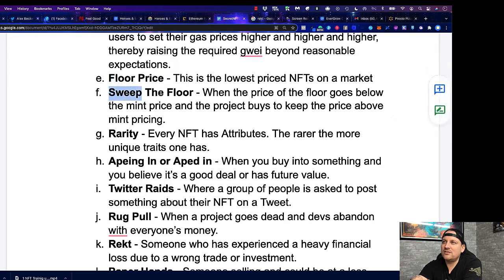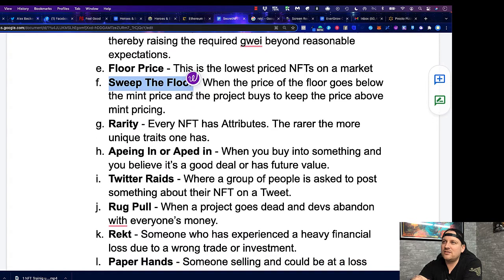Sweep the floor. This is where usually you're going to hear this term from some of the developers where they'll say, hey, we're going to actually sweep the floor. And what that means is they're going to increase the price floor by buying everything that's under the mint price. That'll control the price so that hopefully it would be above the mint price.